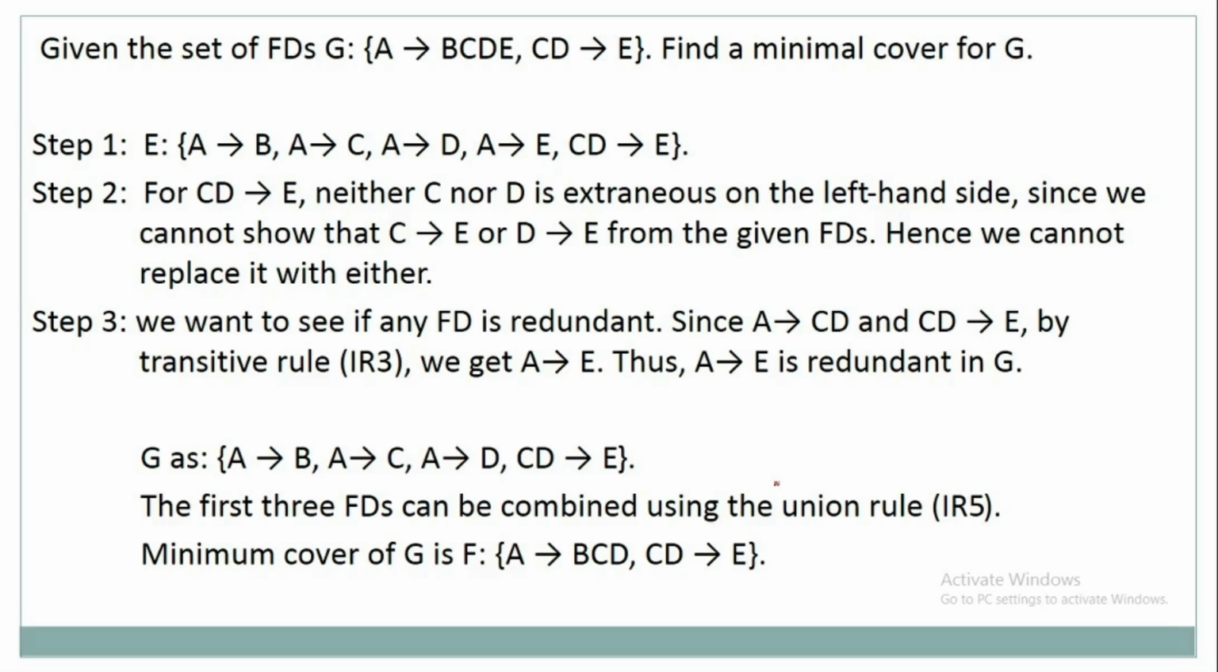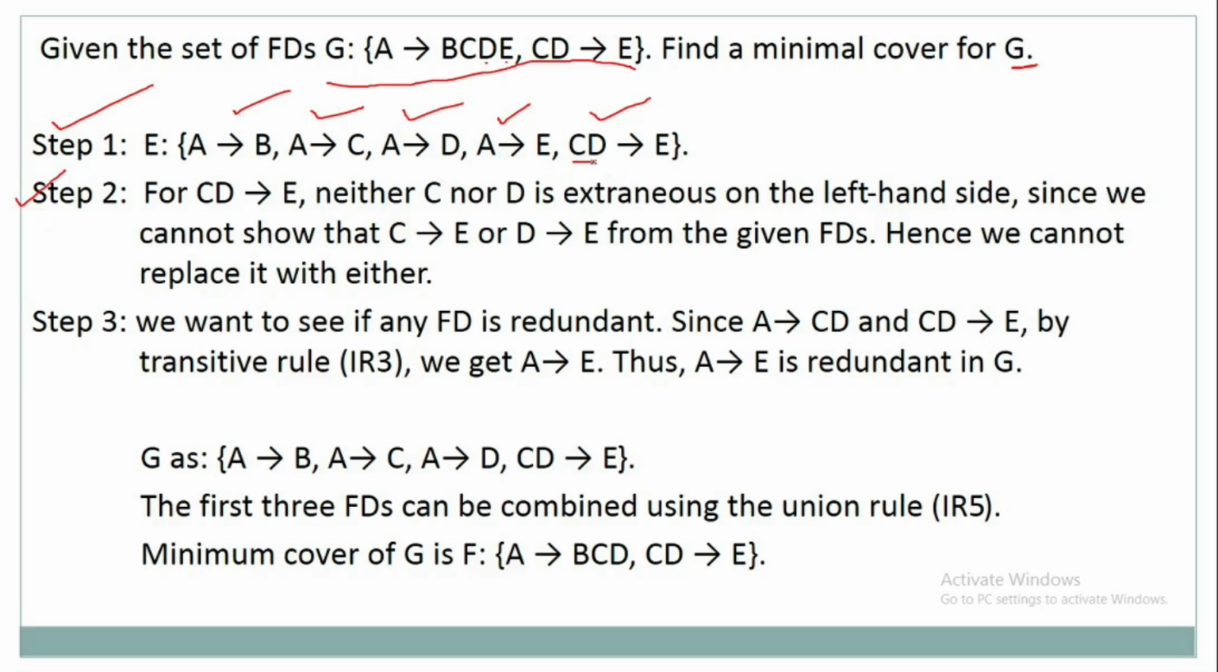Okay. Yes, we have one more problem on minimal cover. We have this set of functional dependencies where we need to find the minimal cover for G. Based on the first step, which is about breaking the right hand side, just decompose the right hand side: A determines B, A determines C, A determines D, and A determines E. And again here, CD determines E, the left hand side, you can keep as it is.